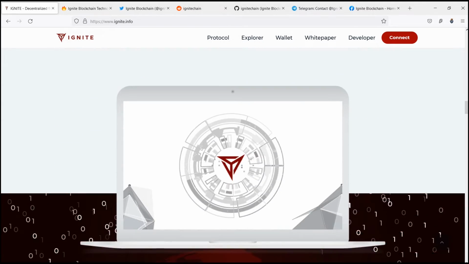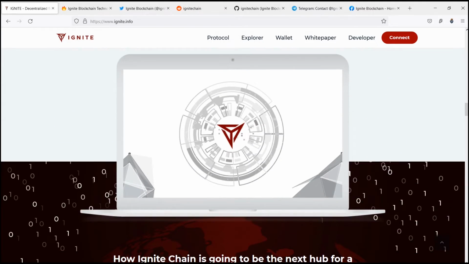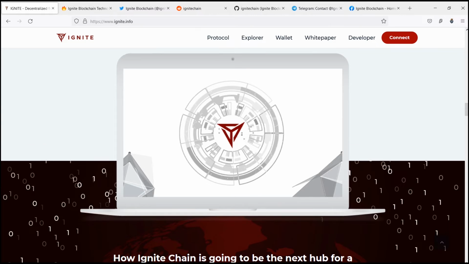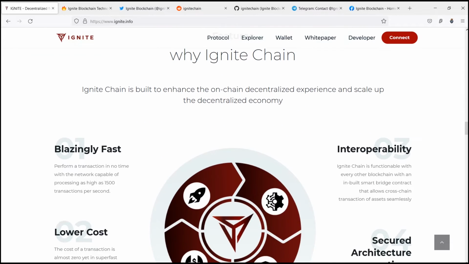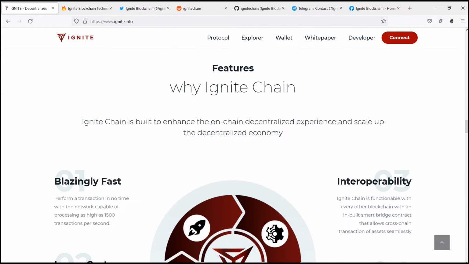Ignite blockchain is a series of records. Through cryptographic algorithms, data contained within the blockchain is codified and immutable. A network of computers is required to support a blockchain network.